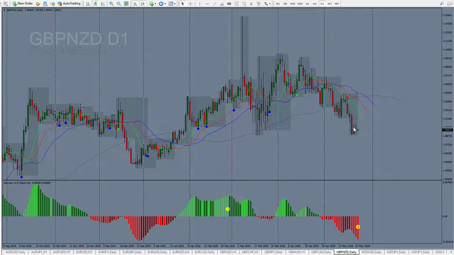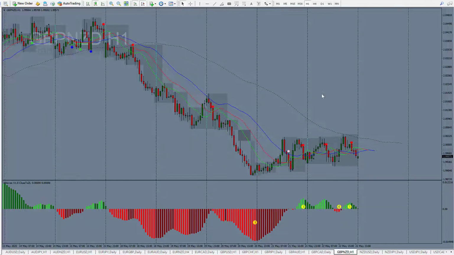So looking at the daily chart of the pound New Zealand dollar, I can see 3 trend candles followed by 2 pause candles. This would have created a setup one on the lower time frame, and yes, there is one. So we have a 3 down and a 4 sideways. This is definitely something to watch.